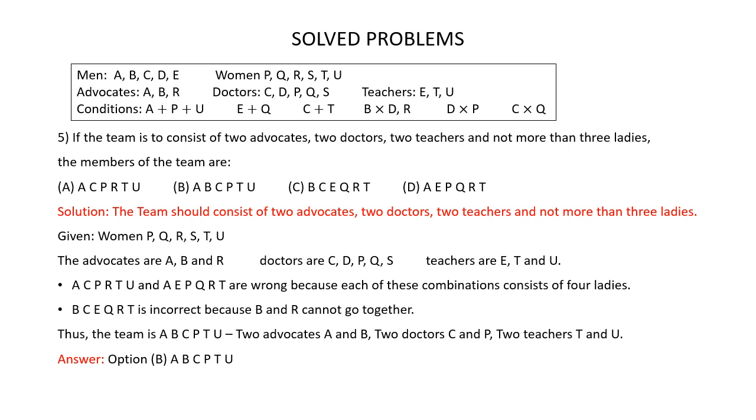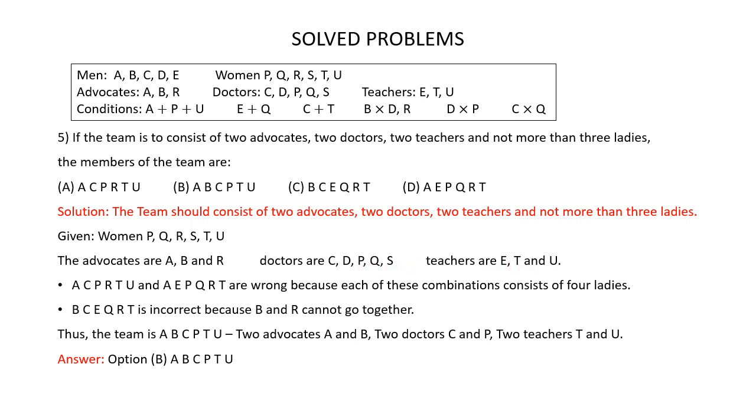So the team should consist of two advocates, two doctors, two teachers and not more than three ladies. Now according to the given information, we know that the women are P, Q, R, S, T and U. The advocates are A, B and R. Doctors are C, D, P, Q and S. Teachers are E, T and U.